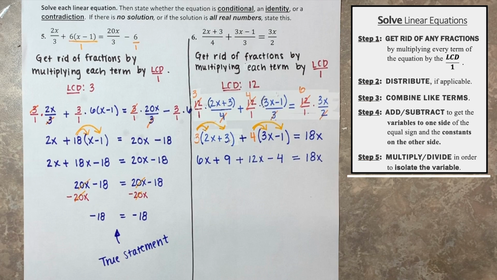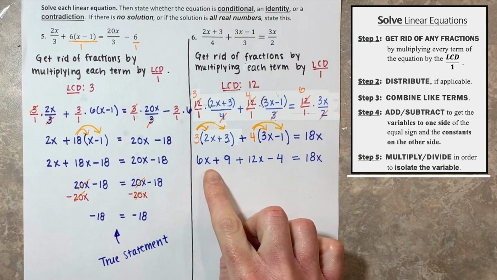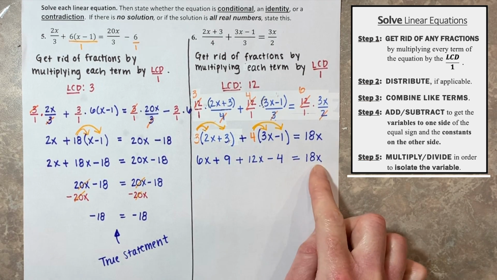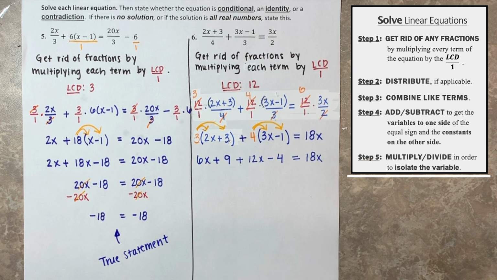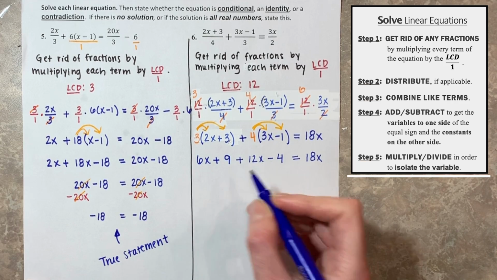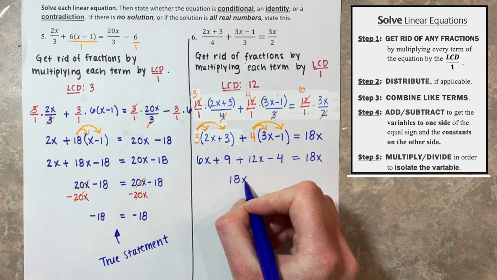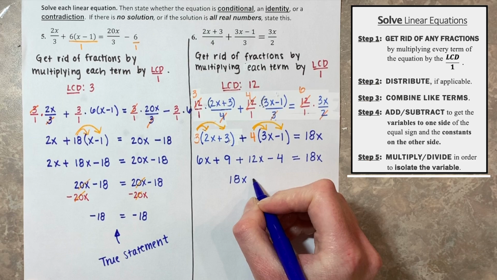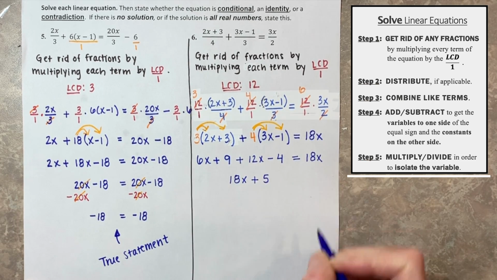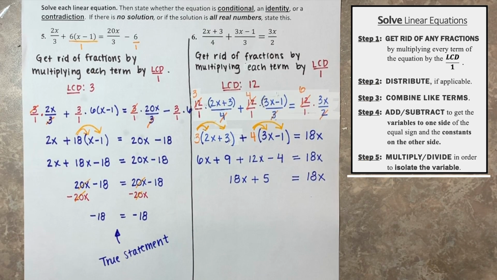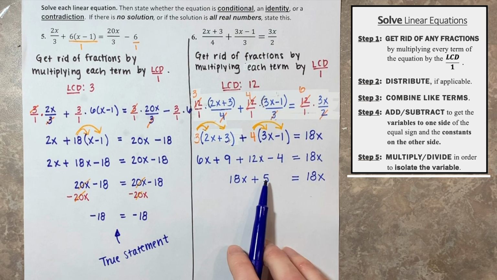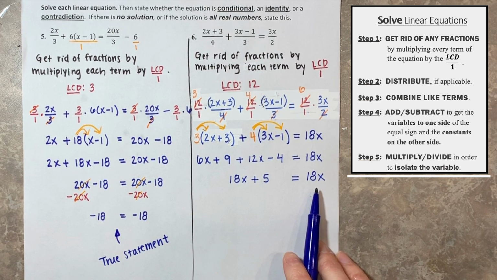Once we've distributed, step number 3 is to combine any like terms on the left side, and if there are any like terms on the right side, combine those as well. On the left side here, we can combine 6x plus 12x to give us 18x, and 9 minus 4 will give us a positive 5. And on the right side, there are no like terms, so we'll just bring down the 18x. Now, we've simplified the left side as much as possible, and the right side is as simplified as possible.